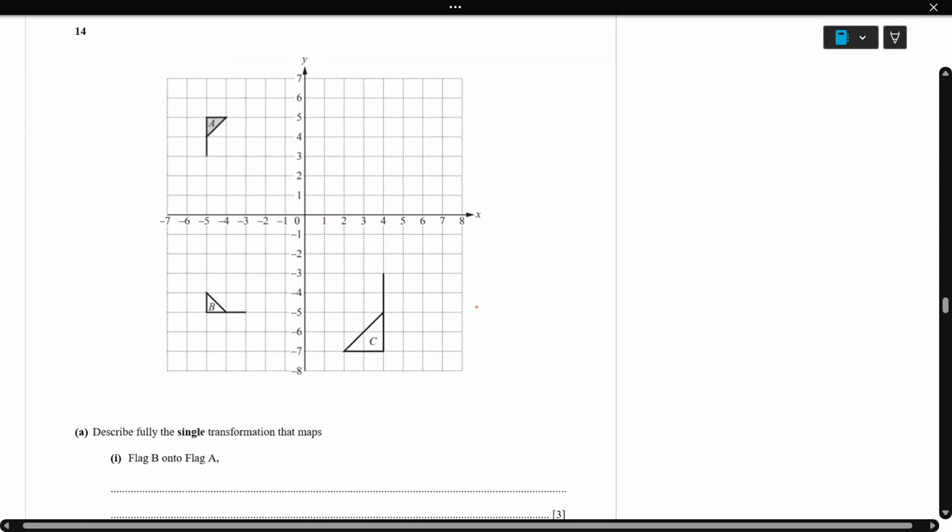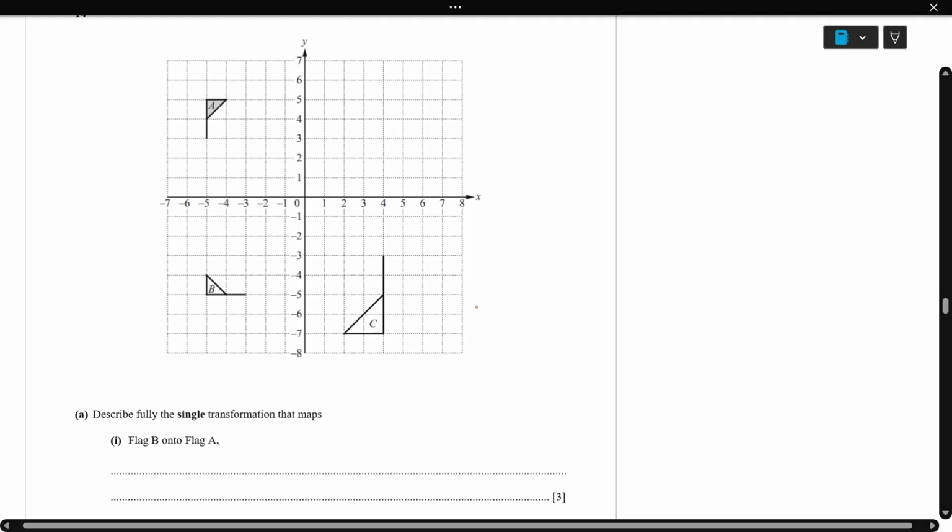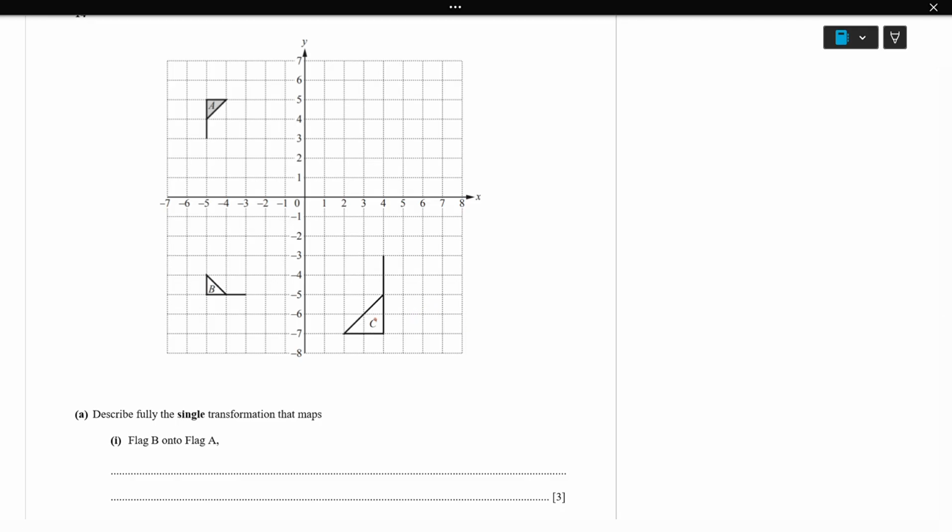Next one, question 14. Describe fully the single transformation that maps flag B onto flag A, B to A. So you need tracing paper. Fix the tracing paper and get the rotation. Also find the center. Okay, so you will get this one. Rotation, 90 degrees anti-clockwise, with center at (0, 0).